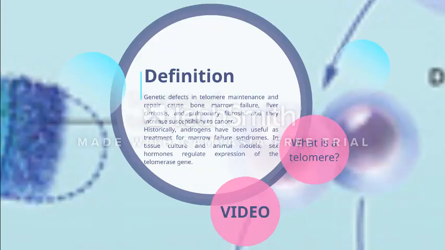Definition: genetic defects in telomere maintenance and repair cause bone marrow failure, liver cirrhosis and pulmonary fibrosis, and they increase susceptibility to cancer. Androgens have been useful in the treatment of marrow failure syndromes, in cell culture and animal models. Sex hormones regulate expression of the telomere genes.